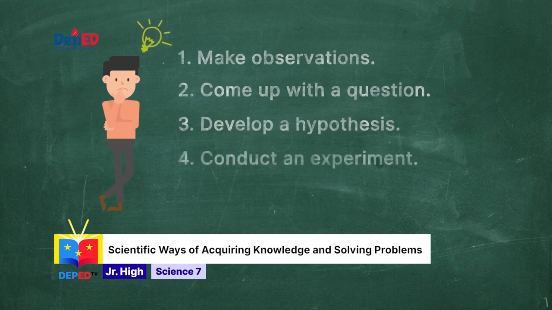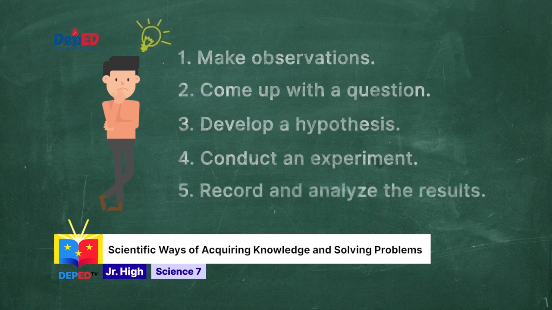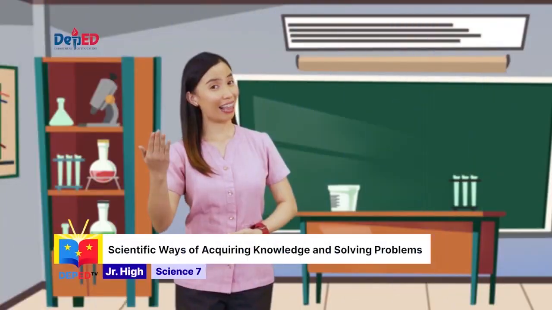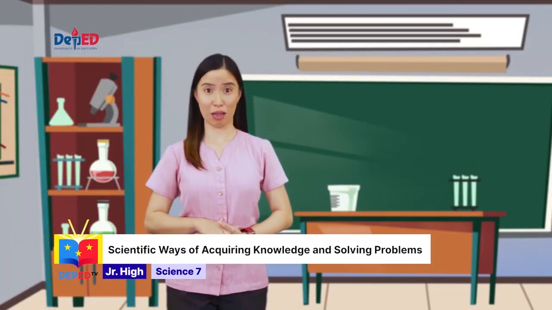Next is to conduct an experiment to test the hypothesis. After your experiment, make sure to record the observations and data so you will be able to analyze the results. Finally, you need to draw conclusions. The main aim is to summarize the findings of your experiment and to see if your hypothesis is accepted or rejected. Let us further understand each step.